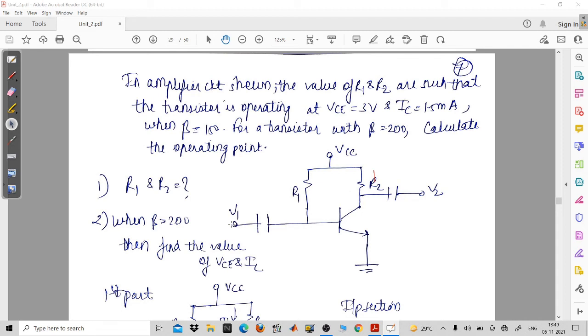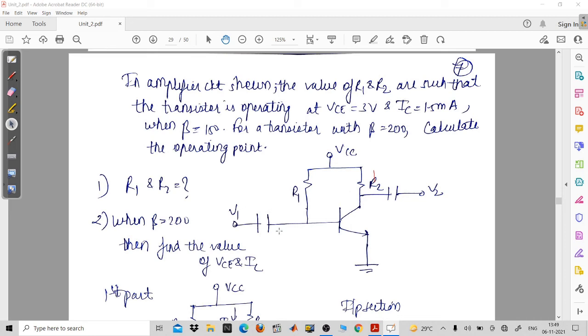Suppose you are applying an input signal, and that input signal has a DC component. Then this capacitor will block that DC, and it will allow the input signal, that is the AC input signal, to pass through it. So now you have the input signal here and it is free from the DC. This is the only purpose of this coupling capacitor.